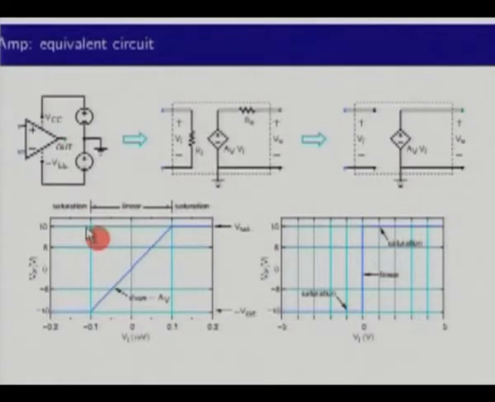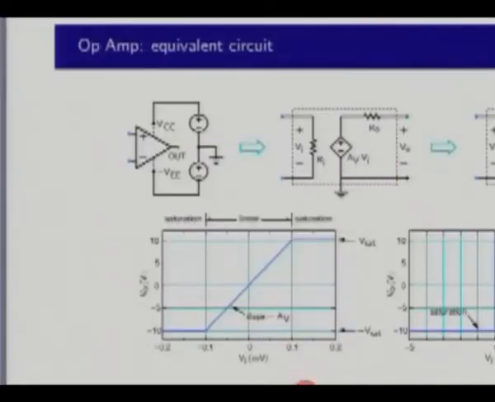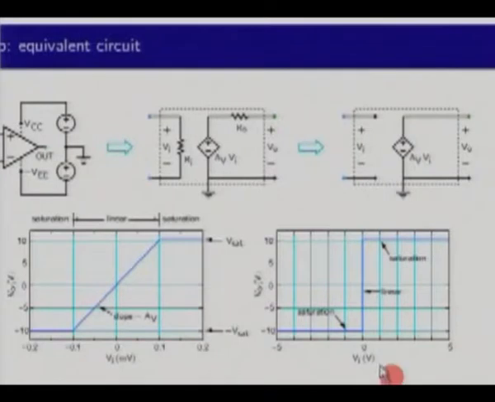Then you have a rail to rail difference of 20 volts, and with the gain of 10 raised to 5, that will give you something like 0.2 millivolts. So if you change the input by 0.2 millivolts, let's say from minus 0.1 millivolt to plus 0.1 millivolt, remember, we are talking about millivolts here, very small voltage, you can change your output from minus 10 volts all the way to plus 10 volts. So it's a very small input voltage that gives you a very large change in the output voltage, and that of course is a characteristic feature of the op-amp, a very large gain.